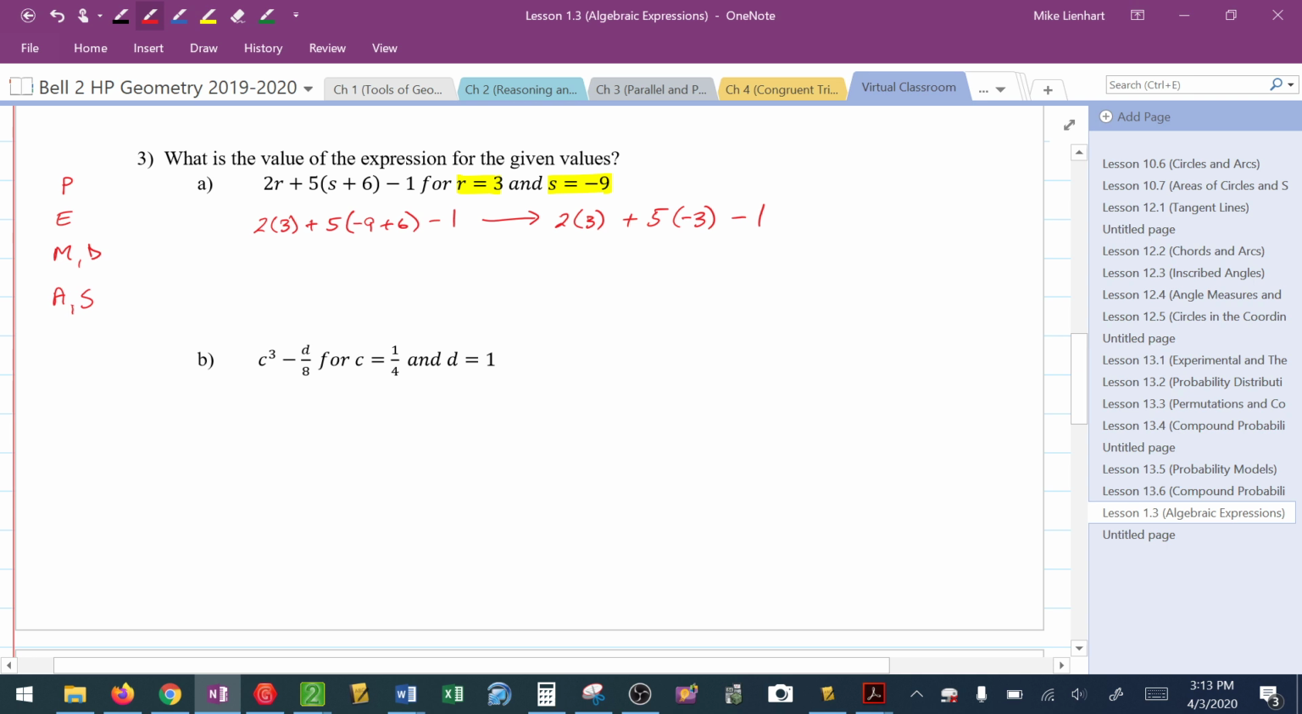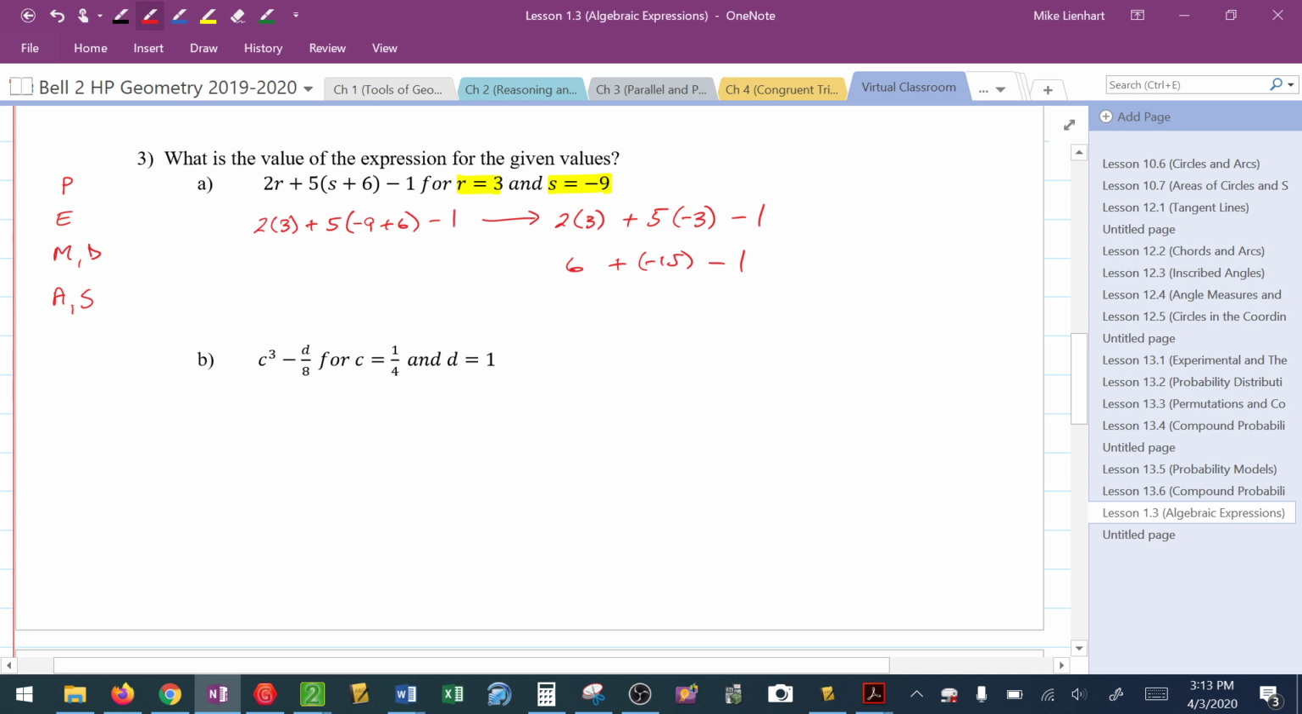I have multiplications, so I'm going to do the multiplications left to right. This would be 6 plus -15 minus 1. Now, I wrote plus -15. You could always write that as -15.